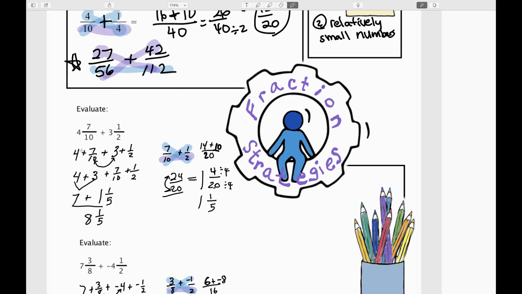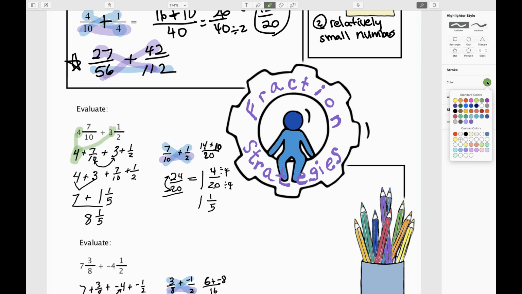So we went ahead and we looked at the whole number parts, or the whole numbers or the integers as we get further into it. And we dealt with them separately than the fraction parts. So the fraction parts we put together over here and we dealt with those separately. And then at the very end, we put it all back together.